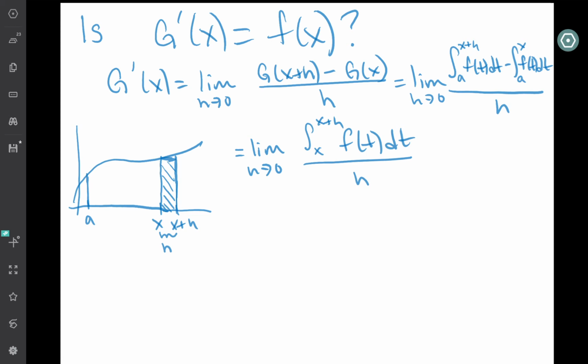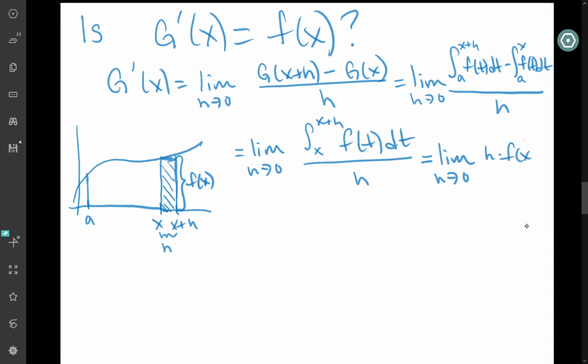So this little strip that we're looking at should have area, which is what the integral represents, equal to h times f of x, or f of x plus h, all the same as these get infinitely close together, but I'm just going to use f of x. So the integral represents area, so h times f of x, and then we're supposed to divide by h, and the h cancels out, which is beautiful because as h goes to 0, nothing at all happens to f of x, and I just get f of x.